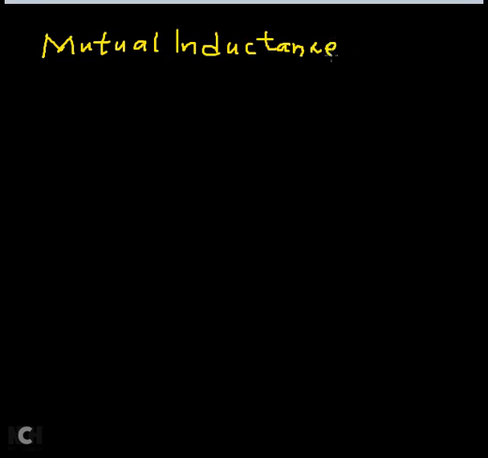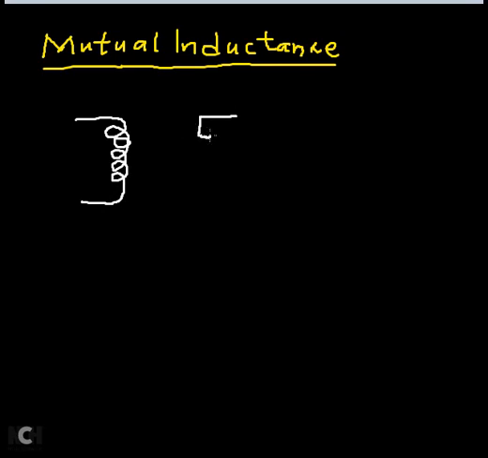Why is it called mutual inductance? A mutual inductance is an inductance that is created in one coil due to the change that is happening in a coil close to it. And that is exactly what you see in a transformer. Let me illustrate that. You have a coil and you have another coil, primary and secondary, very close to each other.